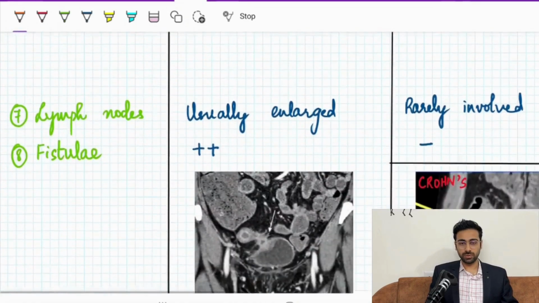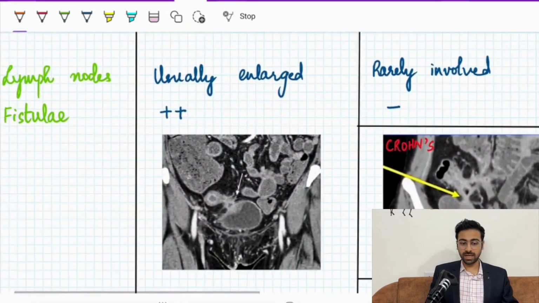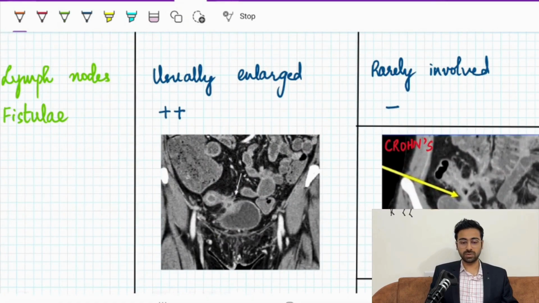Coming next to the lymph nodes. Lymph nodes are usually enlarged in Crohn's disease, whereas in ulcerative colitis, they are rarely involved. Coming to the complications of inflammatory bowel disease, Crohn's disease is a disease of fistula. By fistula, I mean the fistula enteroenteric, enterocutaneous, or enterovesicular. In enteroenteric fistula, patient usually comes with short bowel syndrome having malnourishment. In enterocutaneous fistula, patient usually comes with discharge from the anterior or the lateral abdominal wall.